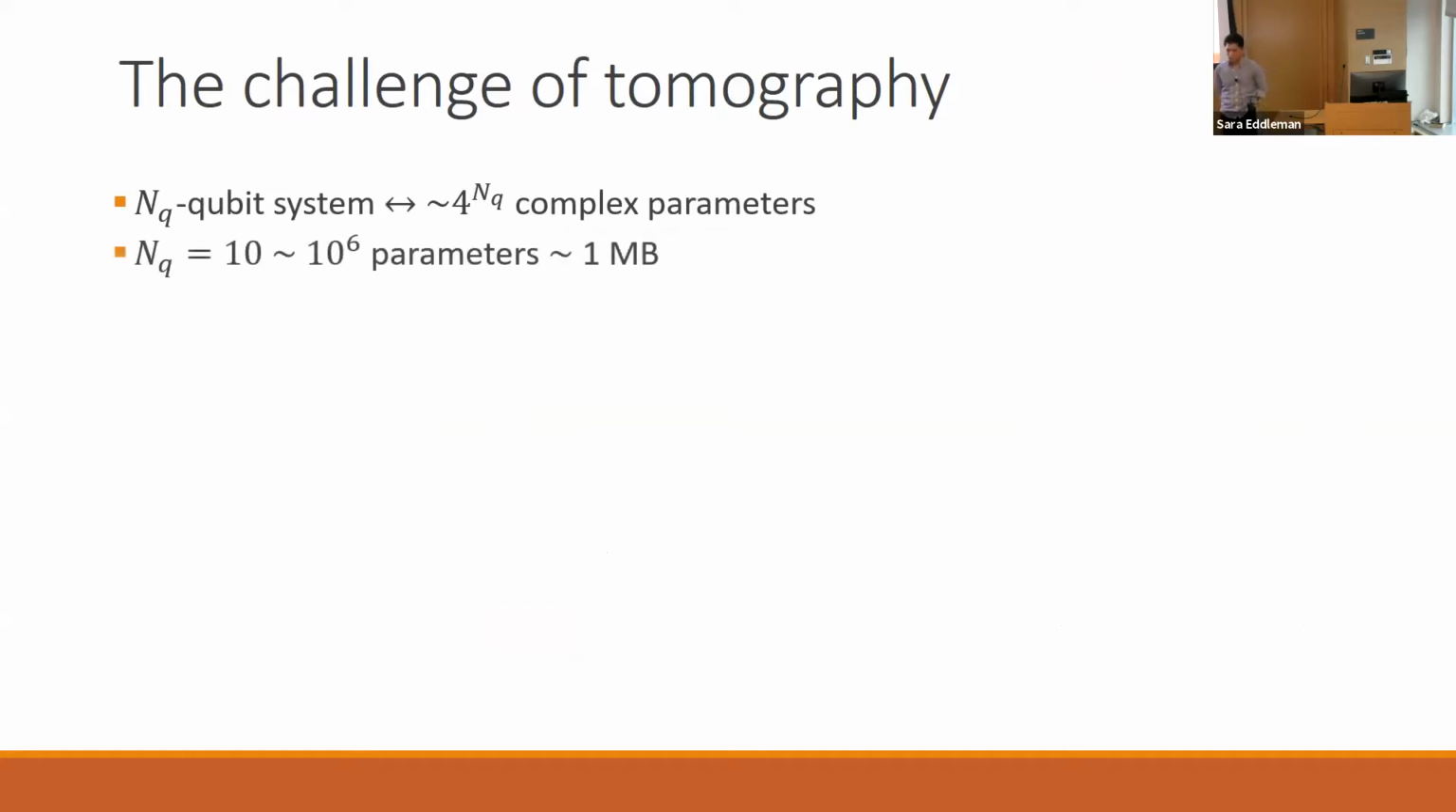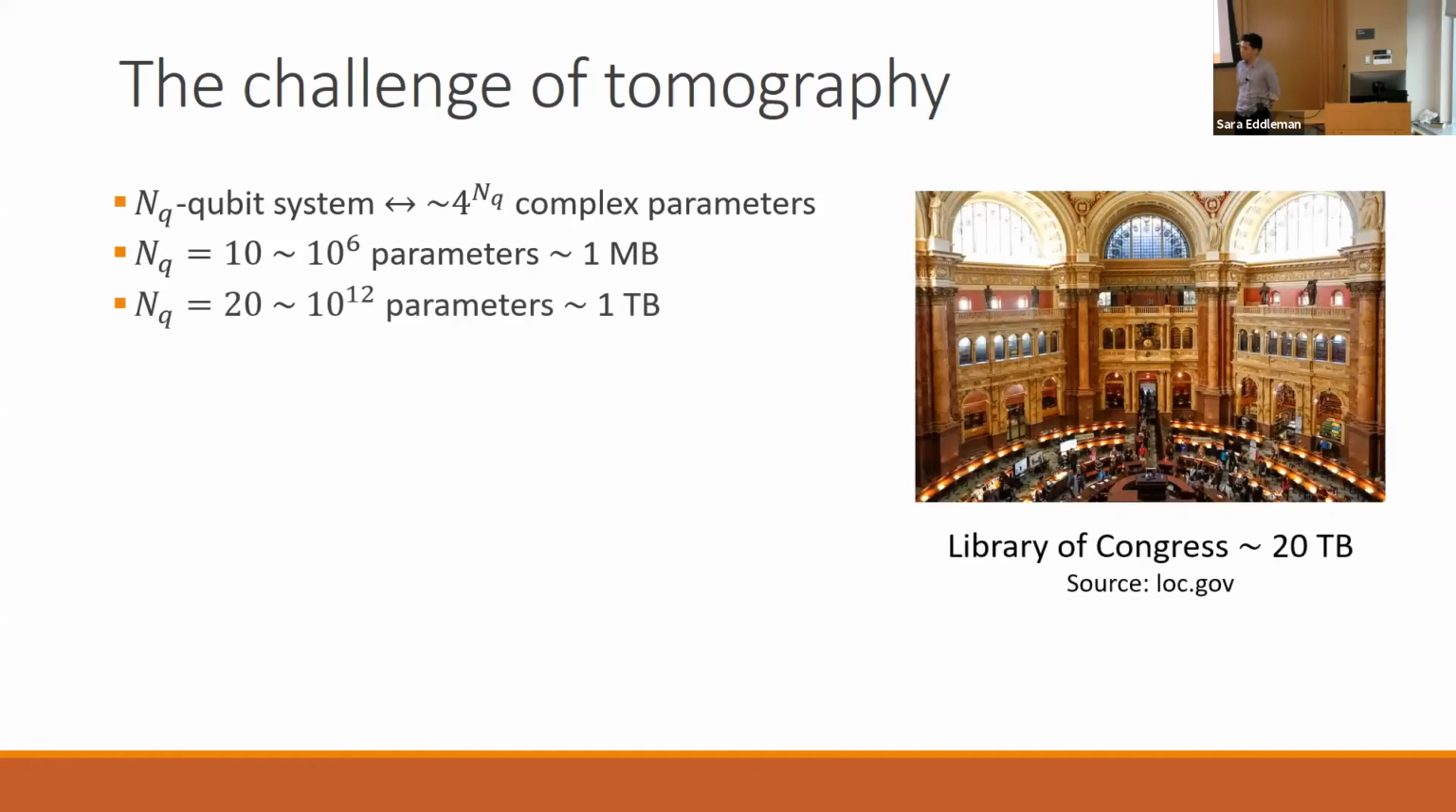Just to give an idea of what this scales like, for 10 qubits, this corresponds to about 1 million parameters, which takes about a megabyte of storage, which is reasonable. For 20 qubits, we're talking about a terabyte of storage, which is already stretching the amount of storage that we're able to handle, and is pretty much beyond what we're able to work with on a real-life basis. As a comparison, the total amount of information available in the Library of Congress comes out to about 20 terabytes.